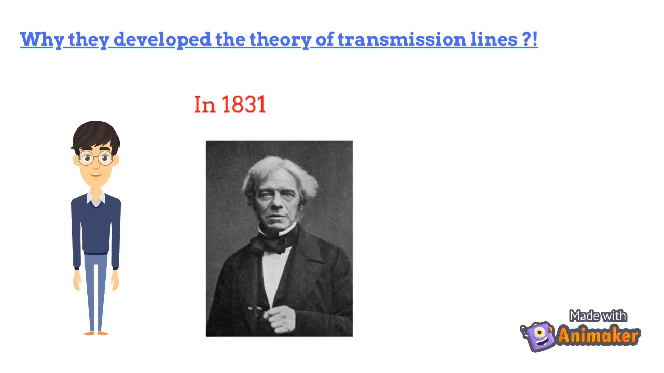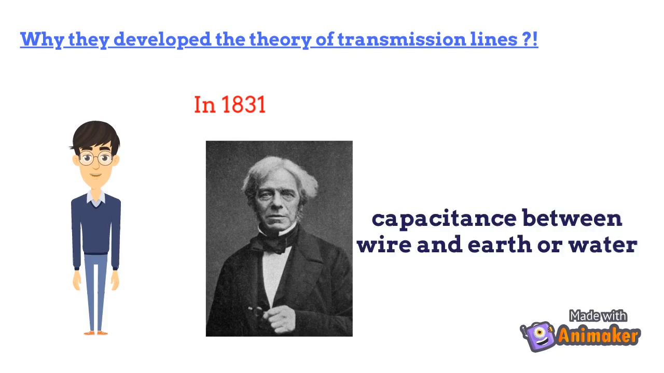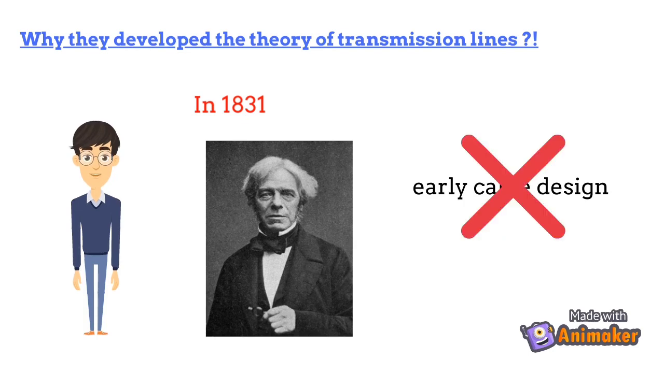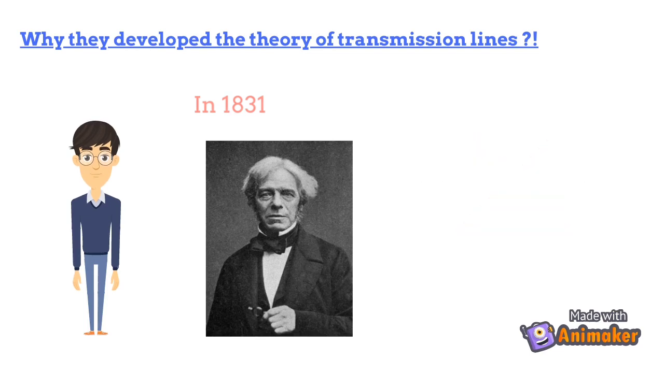In 1831, Michael Faraday showed that this effect was caused by capacitance between the wire and the earth or water surrounding it, which is now referred to as Faraday's law of induction. After many attempts to solve this problem, they found that early cable designs failed to analyze these effects correctly, and a suggested solution was to use a higher voltage and a larger cable.